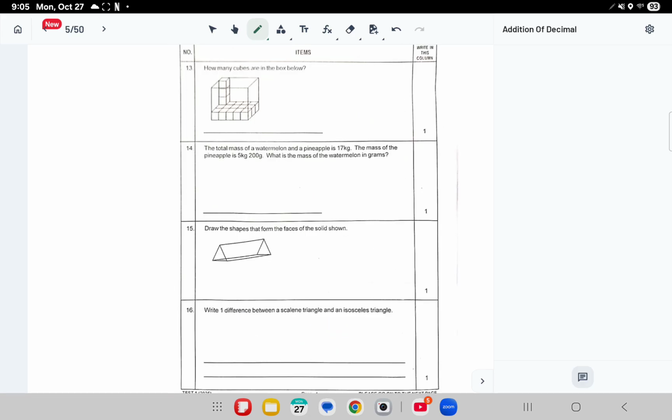Moving on now to number 13. How many cubes are in the box below? So all we need to do is to count it here. So we have 1, 2, 3, 4, 5, 6, 7, 8, 9, 10, 11, 12, 13, 14, 15, 16, 17, 18. We have 18 cubes.